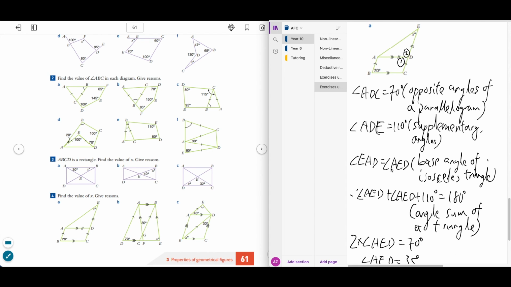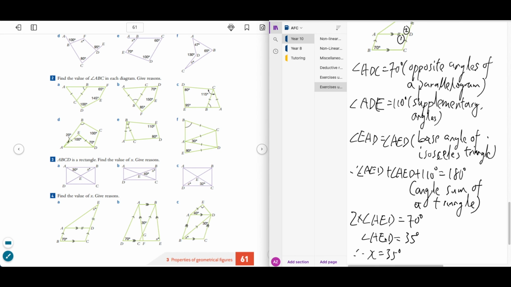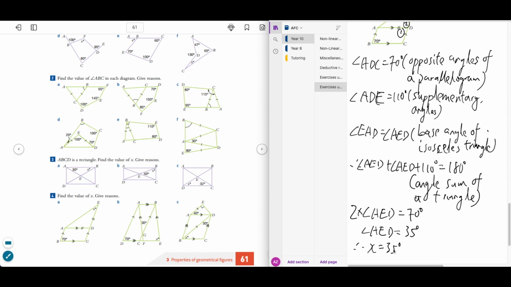So I'll just explain it again. Angle EAD is equal to angle AED because they're base angles of an isosceles triangle. Then you can say angle AED plus angle AED plus 110 degrees, which is angle EDA, is equal to 180 degrees, and that's the angle sum of a triangle. Then you can just solve this equation. 2 times angle AED is equal to 70 degrees, so I take away 110 from both sides. And then angle AED is 35 degrees. So therefore x is 35 degrees.